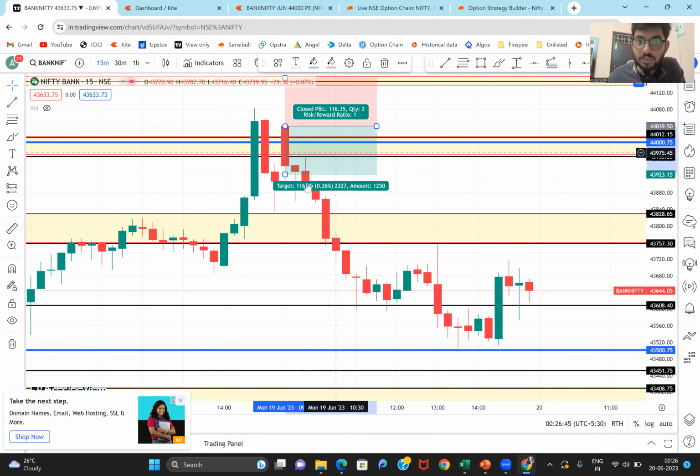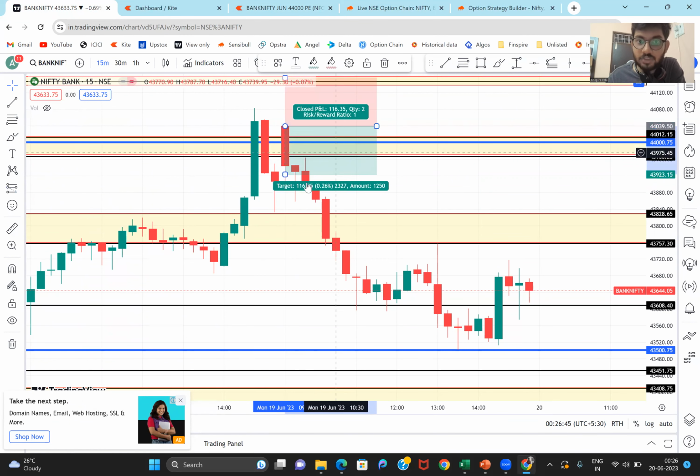The target I'm going to take is 200 points. Let's take 200 points right here. And the stop loss I'm going to keep is basically the last resistance, which is 100 points. Now the risk to reward is 1:2, which means for 100 points of risk, I'm capturing 200 points in my trade. This is a directional trading setup.